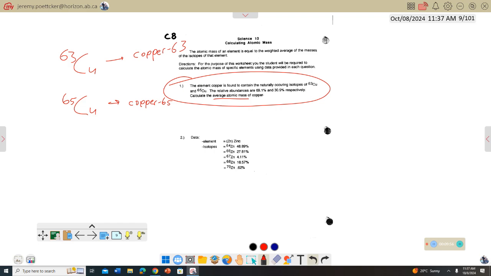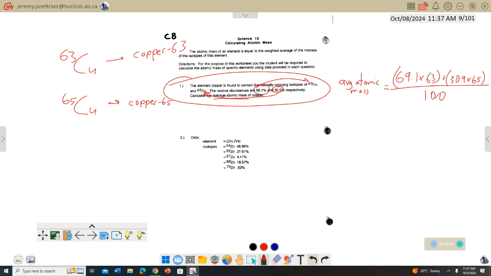So in this case here, we would say, okay, relative abundances are this and this, which means if I want to find the average atomic mass, I am going to say, well, my average atomic mass is going to be equal to, so I've got 69.1% of copper 63, so it's going to be 69.1 times 63 plus 30.9 times 65, and then that's all divided by 100.